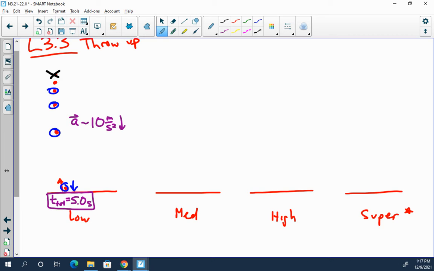Okay, what else do you know straight away? VI is 0. No, VF is 0. The problem doesn't start until the launch happens. So total time 5 seconds. What do you know straight away? Peak is at 2.5. So you come up here. T peak, 2.5 seconds. Easy.